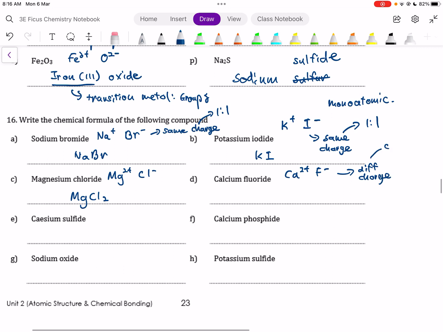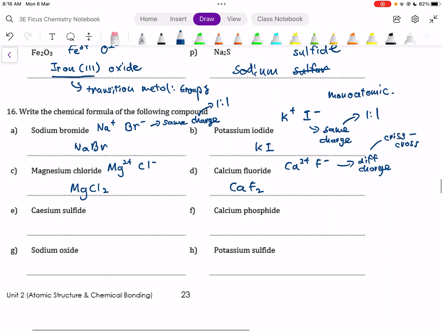So you actually do your crisscross method over here. CaF2. Alright, so you do your crisscross method over here. Okay, next thing you have your cesium sulfide. Let's take a look at cesium sulfide.